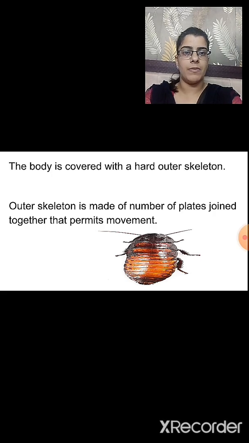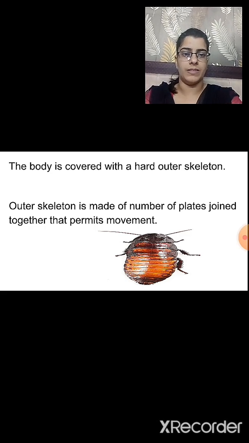The body is covered with a hard outer skeleton. The outer skeleton of the cockroach is made up of a number of plates that are joined together, which permits the movement. So how is it possible for the cockroach to move? As the body of the cockroach consists of the hard outer skeleton made up of a number of plates joined together, it allows the cockroaches to move.